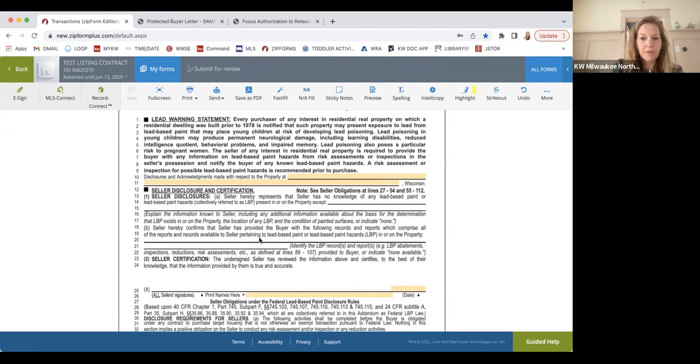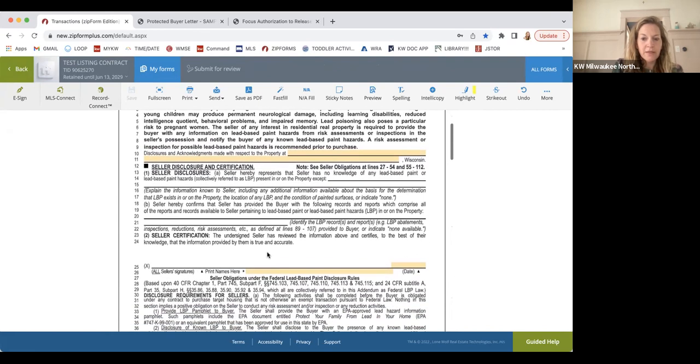What's important to understand is that unless a seller has had lead-based paint testing done, they technically do not have knowledge of lead-based paint on the property.